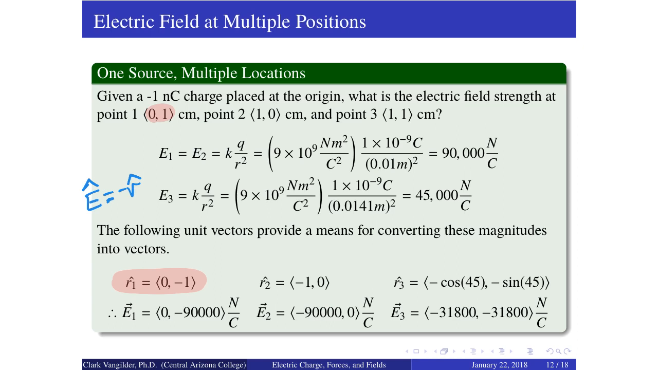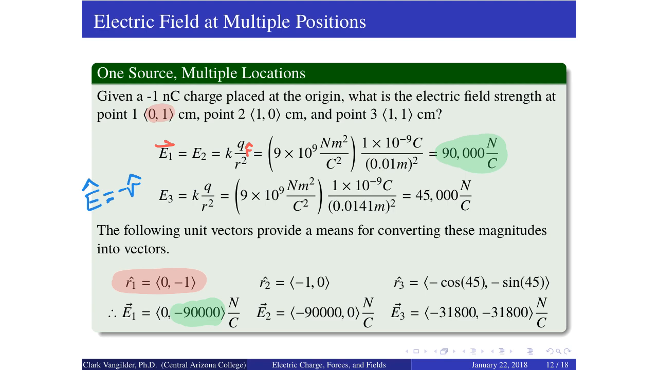So that means the direction of the field is going to come from when you multiply by that R hat. Remember, these are magnitudes. So when this turns into a vector, it'll be because I multiplied by the unit vector. That's why a plus 90,000 becomes a minus 90,000. So it went from magnitude to a vector.